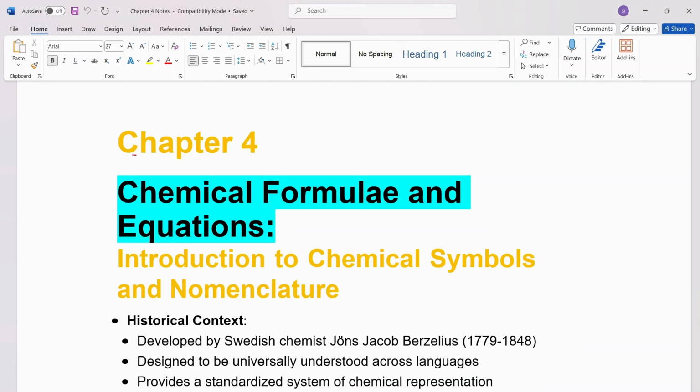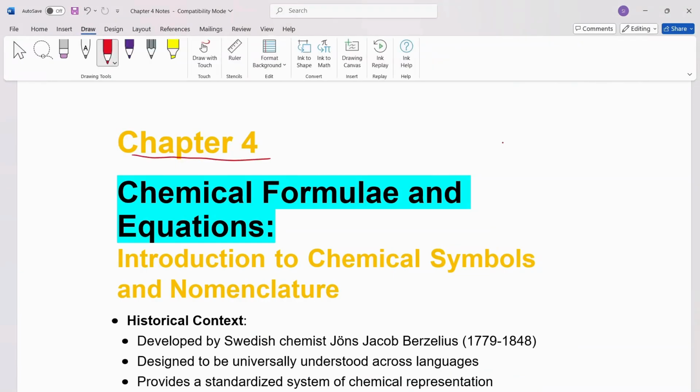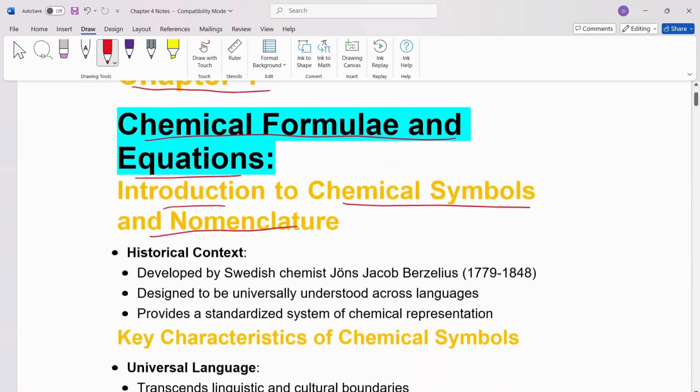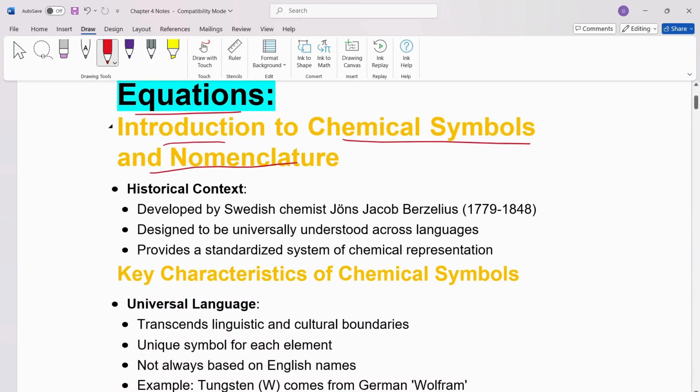Hi, let's start with our chapter number 4, Chemical Formula and Equations. Introduction to Chemical Symbols and Nomenclature. Historical context. Developed by Swedish chemist Johannes Jacob Berzelius, 1779 to 1848, designed to be universally understood across languages, provides a standardized system of chemical representation.